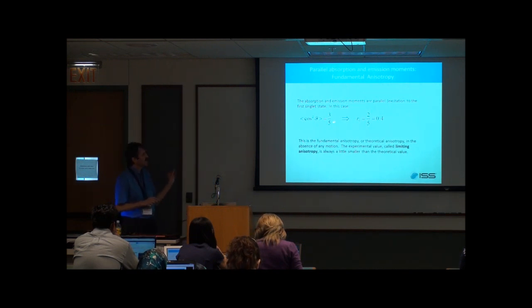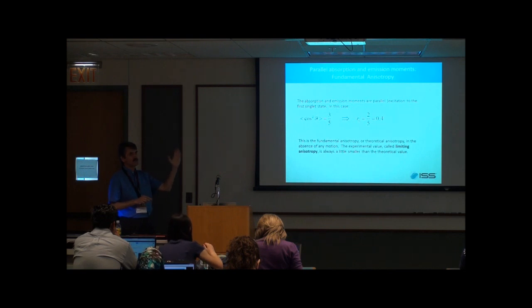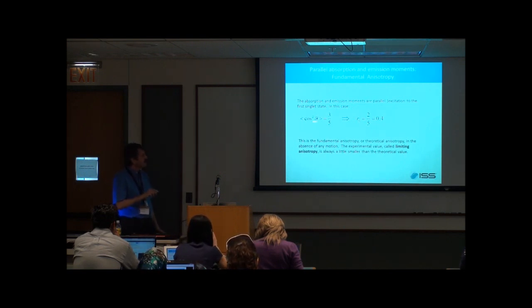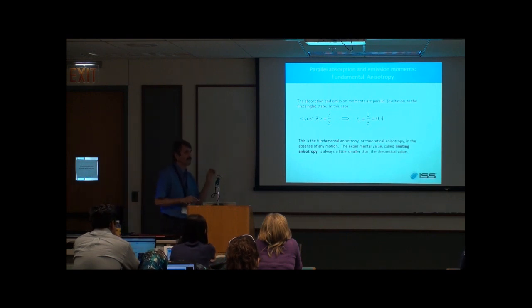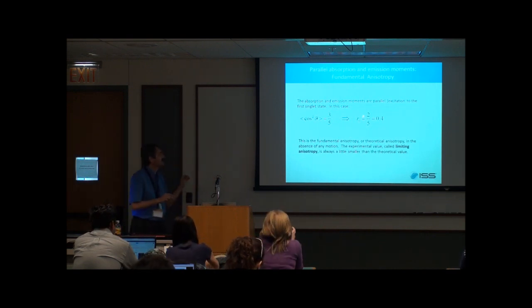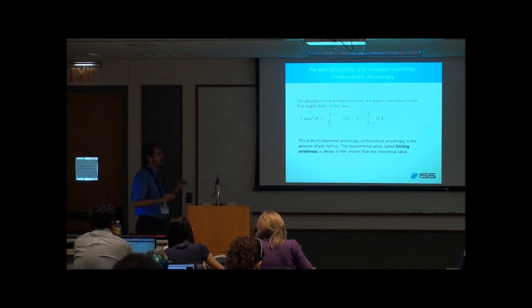If we use this relationship and see the relationship between the emission and the absorption, and calculate the average, we find 3/5. If we plug it into the previous equation, we find R0 is 0.4. So this is the maximum value that the anisotropy can reach in molecules. It's also called the fundamental anisotropy.